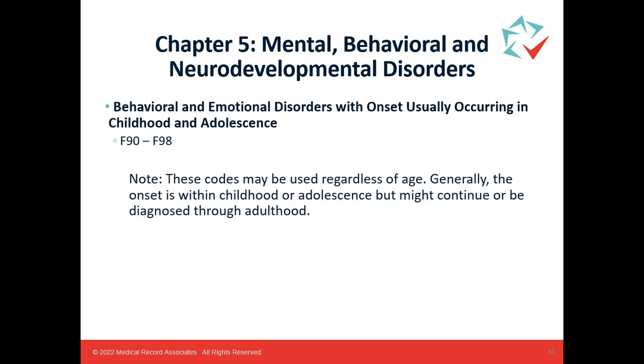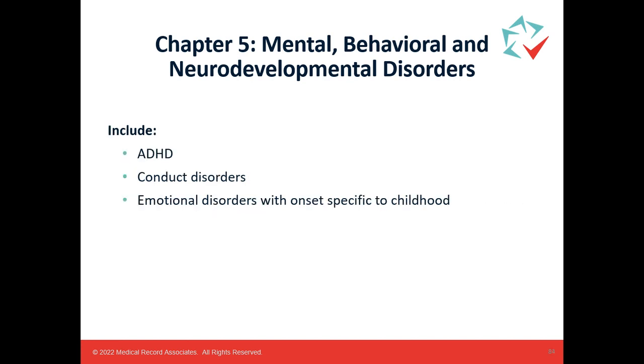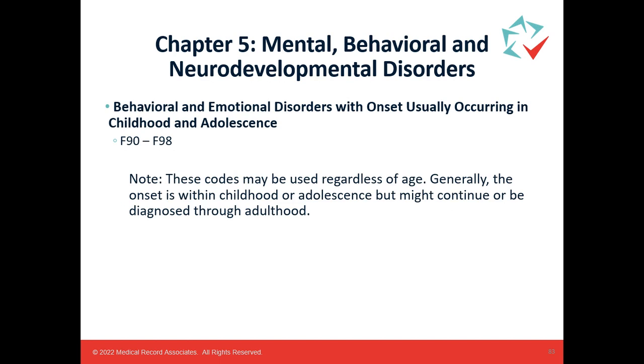Your F90 to F98 codes are behavioral and emotional disorders with onset usually occurring in childhood and adolescence. And these codes can be used regardless of age. So even though it says occurring in childhood and adolescence, you can still use them in adults. Generally, the onset is within childhood or adolescence, but they might continue or be diagnosed through adulthood. This is going to be where you find your ADHD codes, your conduct disorders, and your emotional disorders with onset specific to childhood. So again, even though the description says usually occurring in childhood and adolescence, regardless of age, you can still use these codes, F90 to F98.